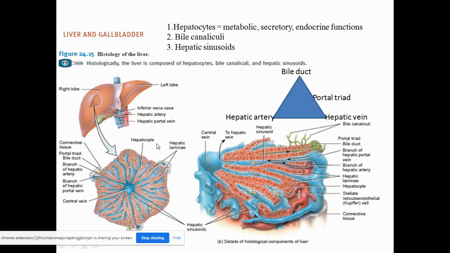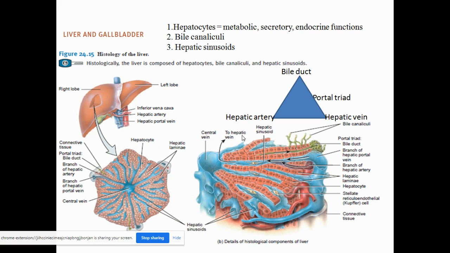So, what are hepatocytes? You all have heard about this in many terms. You would have studied about hepatocytes. Hepatocytes are the structural and functional unit of the liver. Hepato means liver, and cytes means cells. The liver is composed of hepatocytes. 80% of the liver is made up of hepatocytes. So the hepatocytes are the functional and structural unit of the liver, which performs a variety of functions.